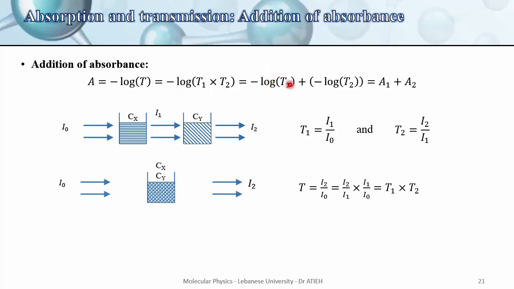Distribute the log, so it's minus log T1 plus minus log T2. Minus log T1 is A1, the absorbance of solution 1, and minus log T2 is A2, the absorbance of solution 2. So this is solution 1 and this is solution 2. So we arrive at a conclusion that says the absorbance of a mixture of substances is equal to the addition of individual absorbances of these substances.